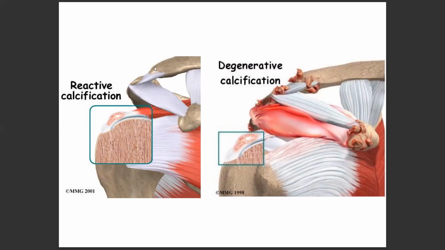Here, there is no such degeneration, no changes. That is very clear. If we look at the tendon, the muscles, the bones, each and everything is clear, and there is no sign of degeneration. So it will be called reactive calcification.